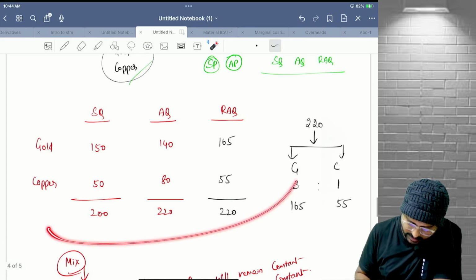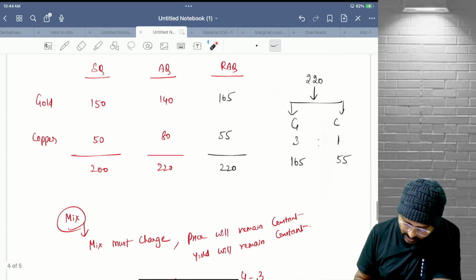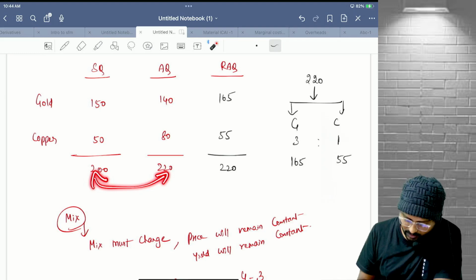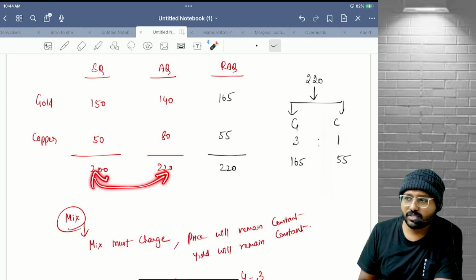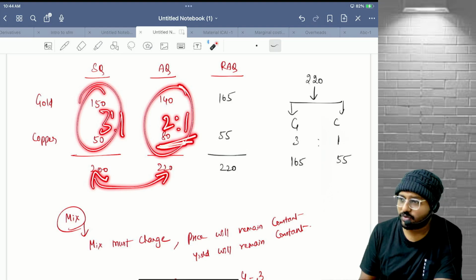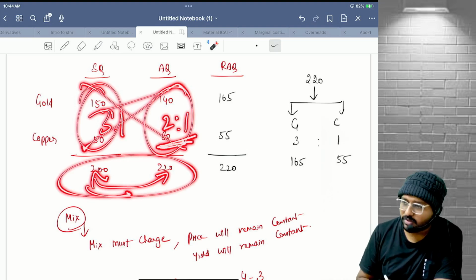Correct? Now let's come back here. What did I say? Yield must change. Let's see where yield is changing. Here yield is changing. Yes, yield is changing. Now, yield must change, but what should remain constant? Mix must remain constant. Is mix constant here? No, this is 3 is to 1. This is something less than 2 is to 1. Correct? Therefore, this cannot be your answer. Why? Because yield is changing, mix is also changing.